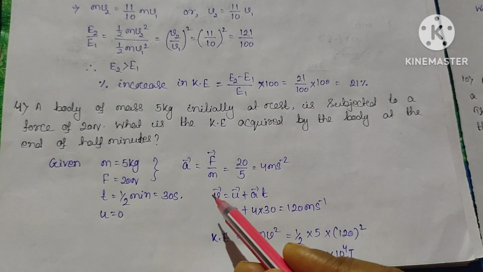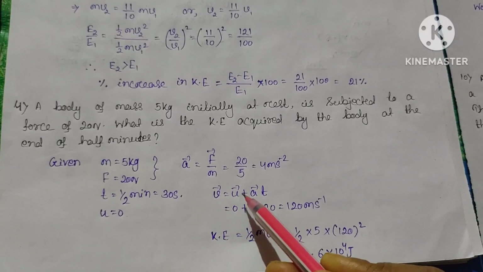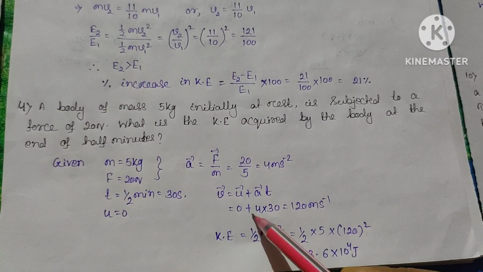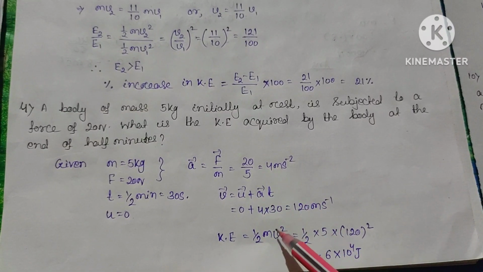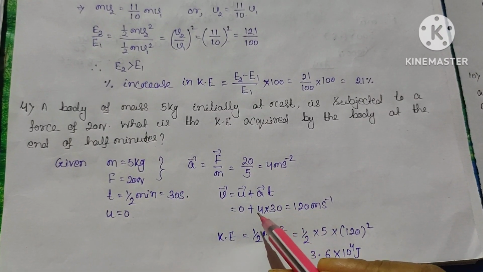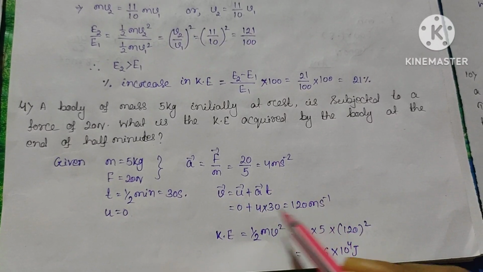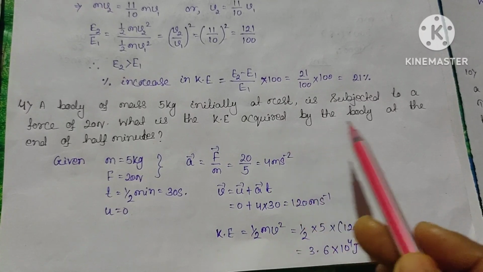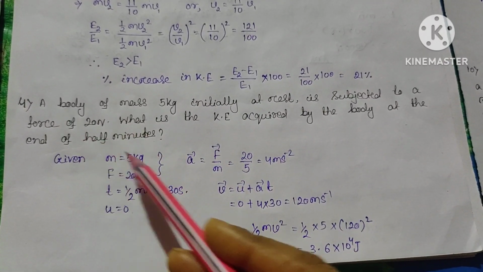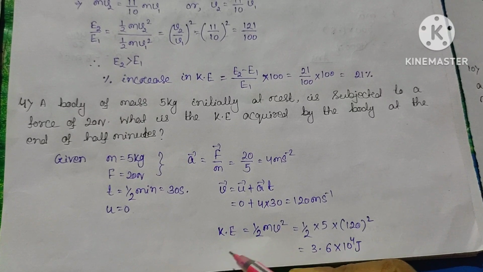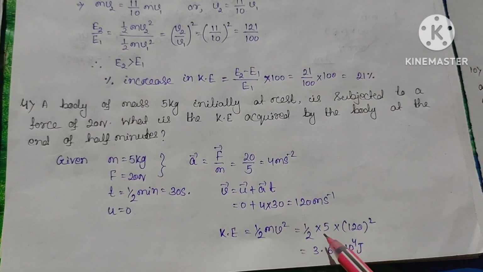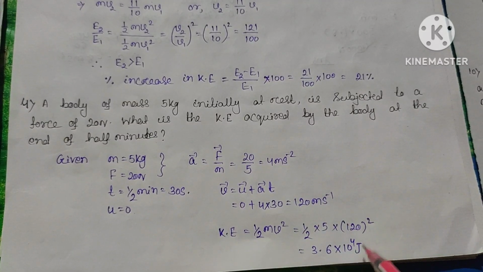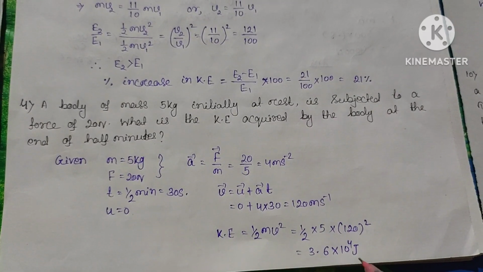Again, we know the laws of motion, that is v equal to u plus at. As our initial velocity is 0, so 0 plus acceleration 4 into time 30 seconds. So 4 into 30, that is 120 meter per second. This is our final velocity. So what is the kinetic energy acquired by the body at the end of half a minute? Our kinetic energy is half mv square. So this is 1 by 2, mass is 5, into v which is 120 square. So this is 3.6 into 10 power 4 joule.